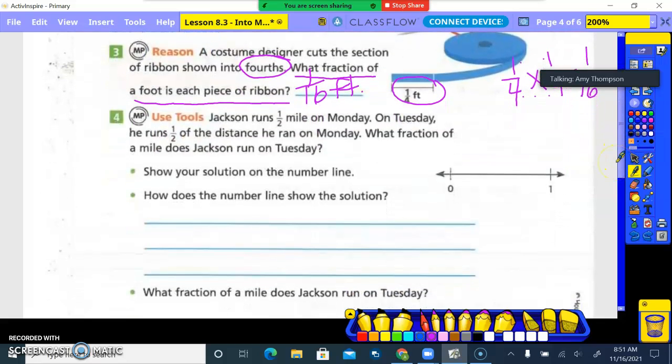Okay, number 4, use tools. Jackson runs half a mile on Monday. On Tuesday, he runs half of the distance he ran on Monday. What fraction of a mile does Jackson run on Tuesday?